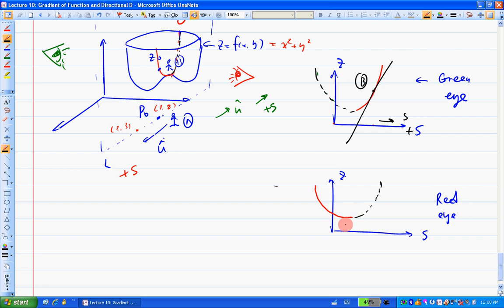So if I'm in the red eye here, if I look through the red eye here, and now where's the person B? The person B is at where? Here. Right? That's the person B. Okay, that's the person B.